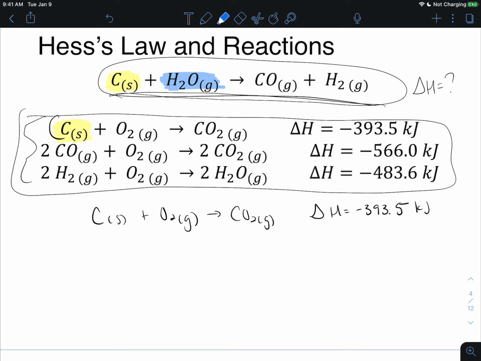Next I want to look at my water. I have water in the gaseous state, and there's only one reaction that gives me water in the gaseous state, right here. If I look at my desired equation, I see that there's only 1 mole of water, and it's a reactant. Here, I have 2 moles, and it's a product. So what I need to do to this equation is flip it, which will flip my sign, and divide by 2. So this equation will be flipped and divided by 2.